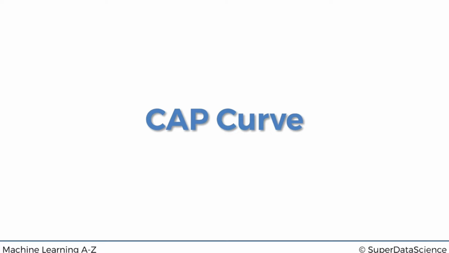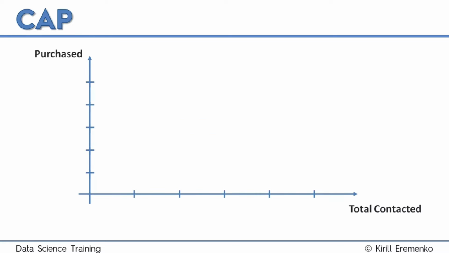In the previous tutorial, we talked about the accuracy paradox. Hopefully now you see why we need more robust methods to assess our models. And today we're talking about the cumulative accuracy profile, which is in fact one of those methods. Let's look at a scenario.